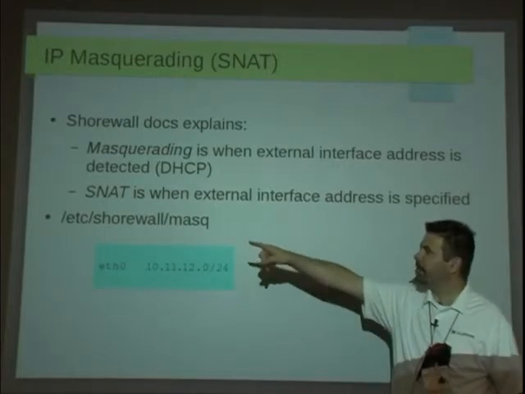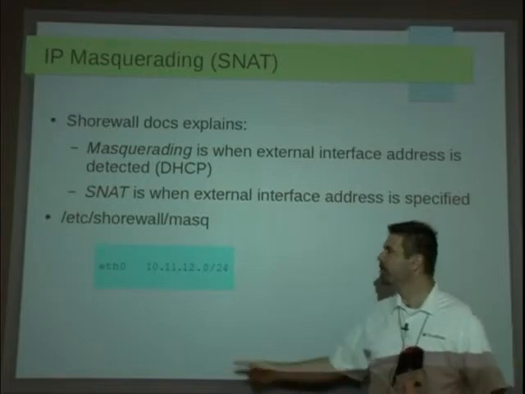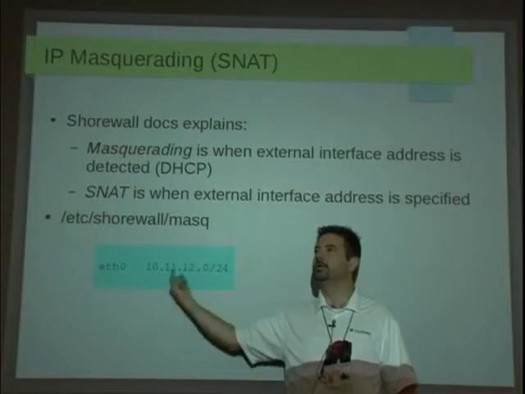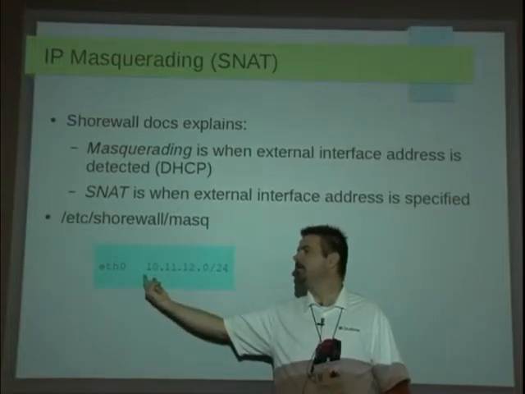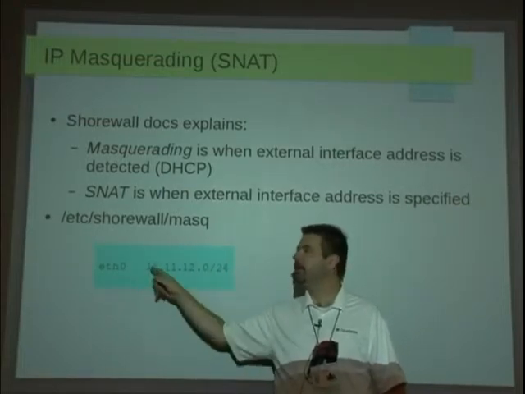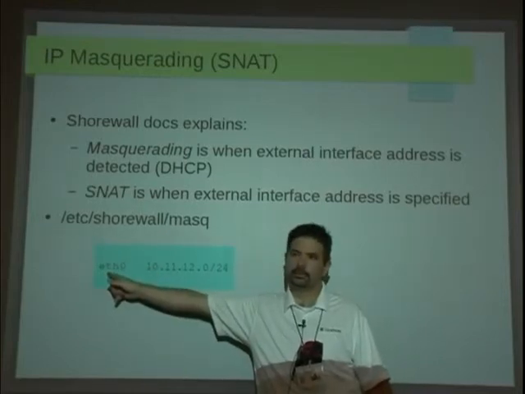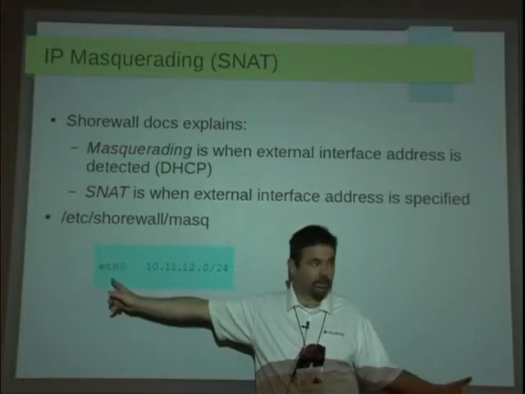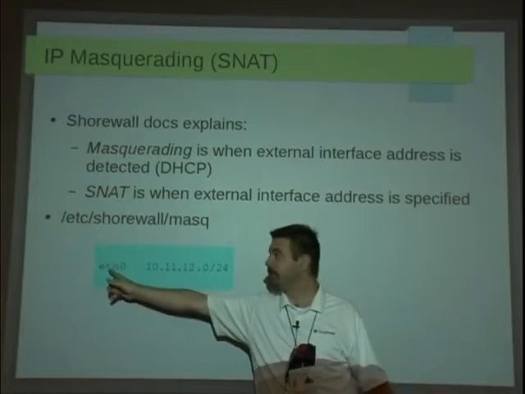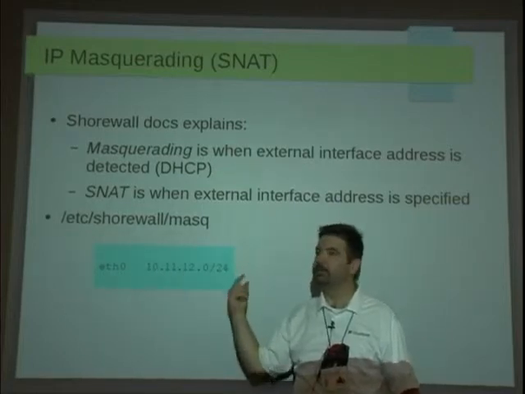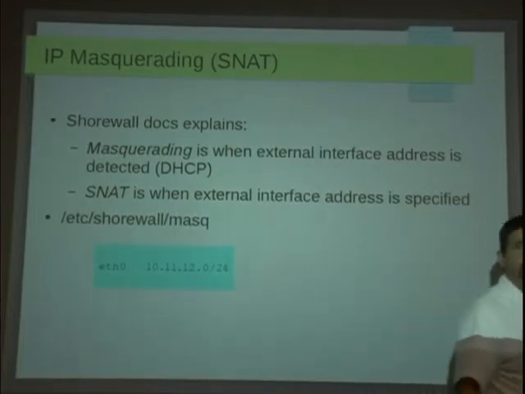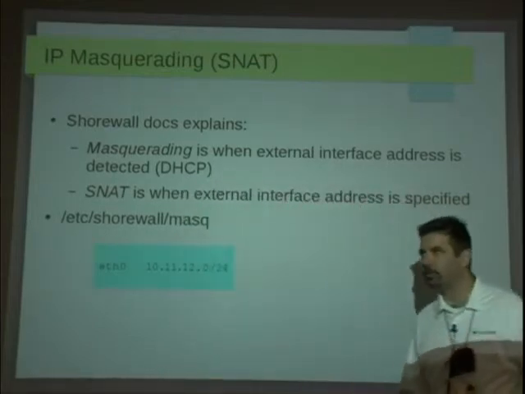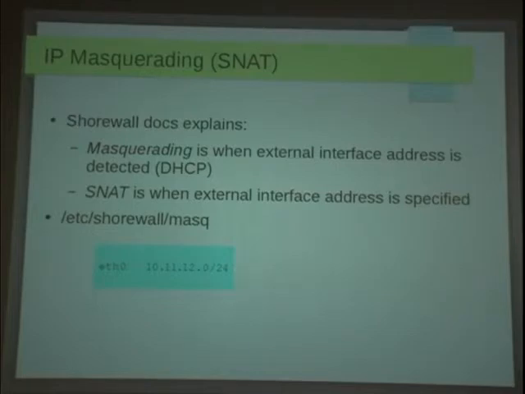you define in this /etc/shorewall/masq file your external interface and the subnets. You define the subnets here that are going to be masqueraded behind it. Does that make sense? So this external interface is going to get an IP address. This will be your external interface. And then you're saying these are the subnets that are going to be masqueraded behind it. Yes? And is that comma separated as well? Yes. So if you have multiple subnets, yeah.